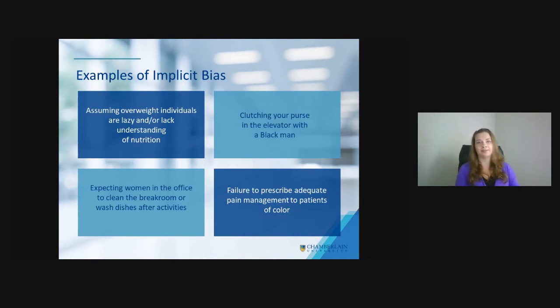And then the next step is, how could that behavior have impacted the recipient? How could that have impacted an outcome, whether it be a patient, a friend, a coworker? How did that behavior impact that relationship?